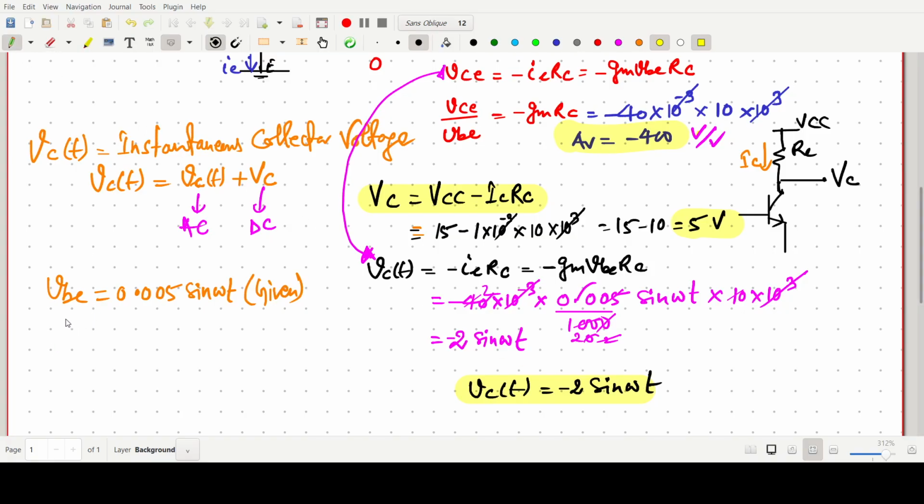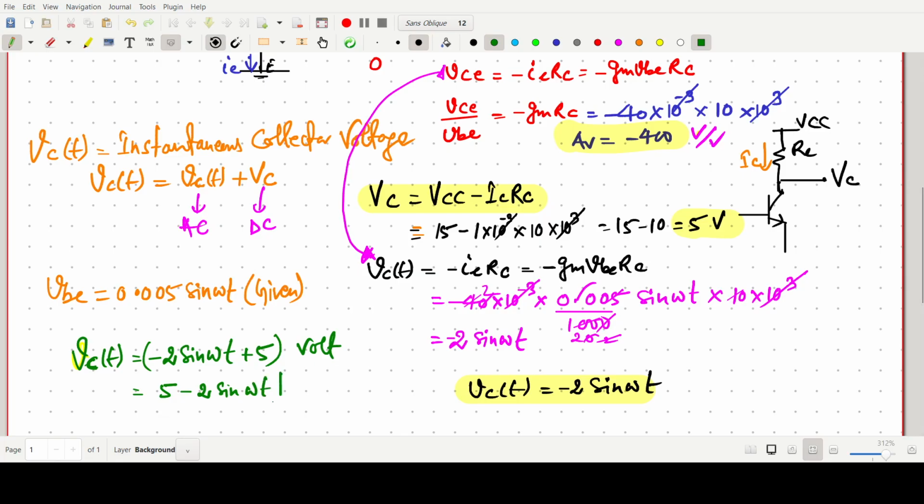So the instantaneous one we can write like this: V capital C T will be the AC component minus 2 sine omega t plus 5 volt. It is in volt. Or you can write it like this: 5 minus 2 sine omega t volt.